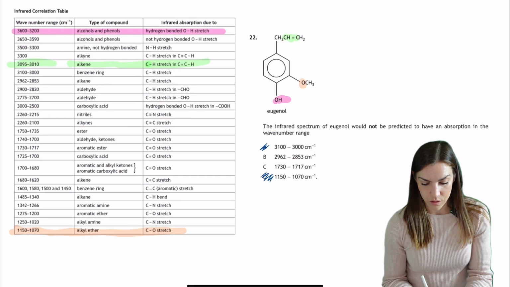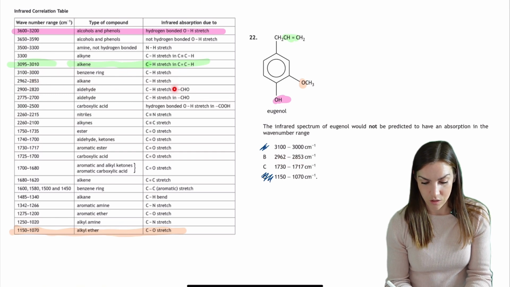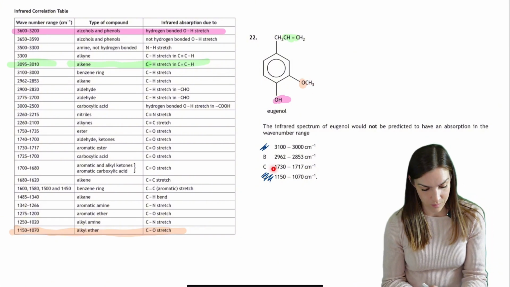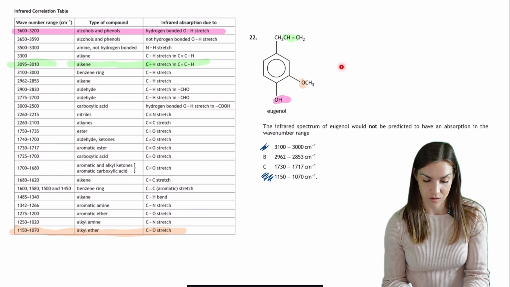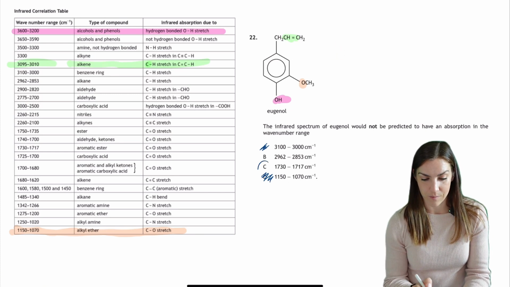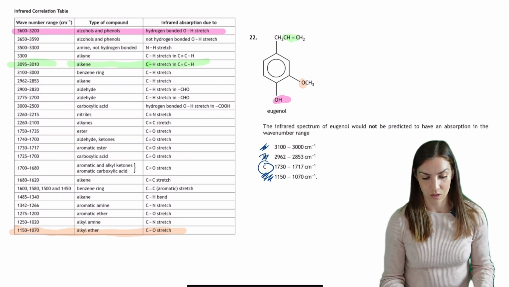So we've got 2,962-ish, so that's an alkane for CH stretches. So we do have alkane CH stretches, so we would probably expect that, but we'll just double check the other one. The other one is for an aromatic ester, and we don't have an ester here at all, so it's not going to be that one. So C is our answer, because for B we have got CH alkane stretches.